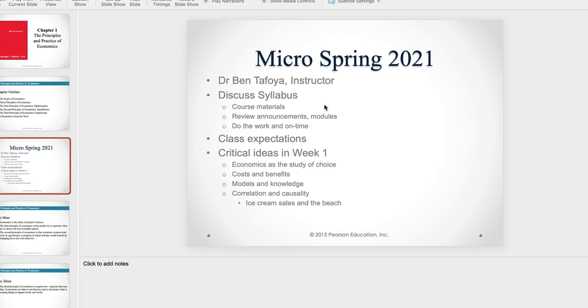What this means is we spend some time talking about markets, and we talk about consumer behavior and firm behavior and government's impact on markets and the different market structures. These are all sort of critical ideas related to the study of economics at this level.